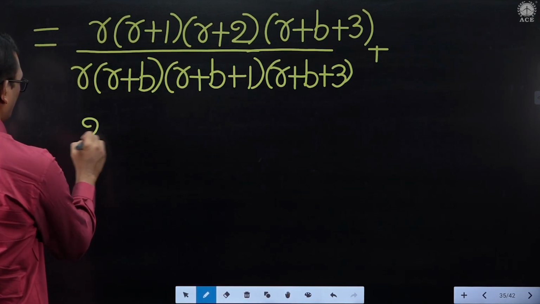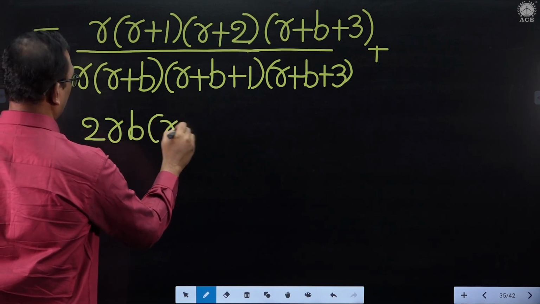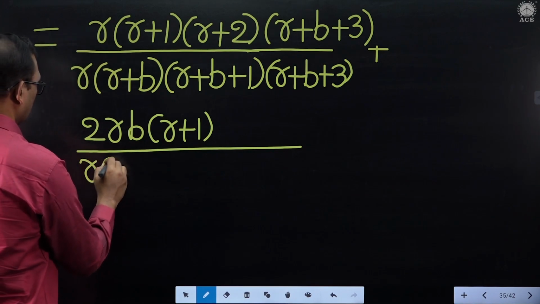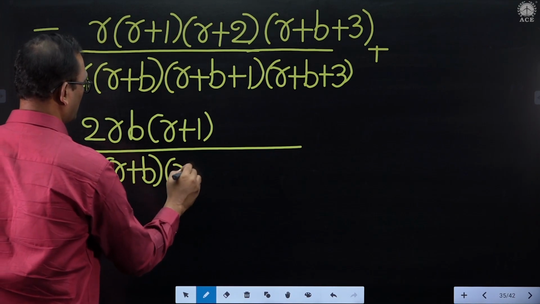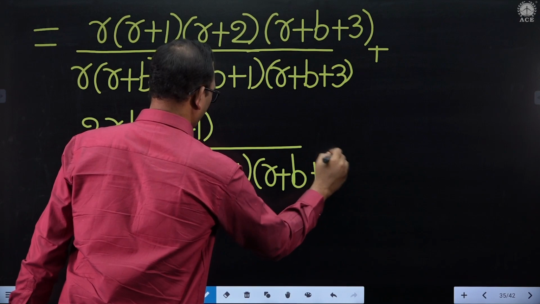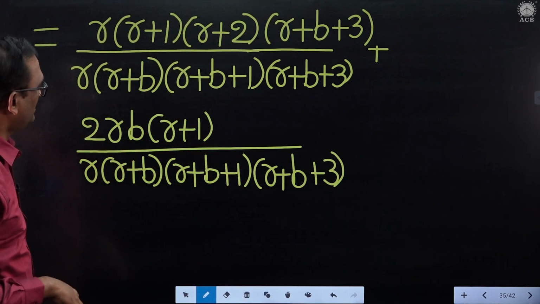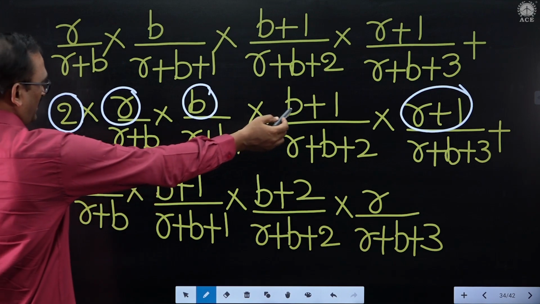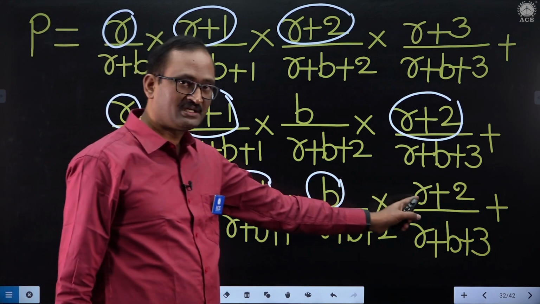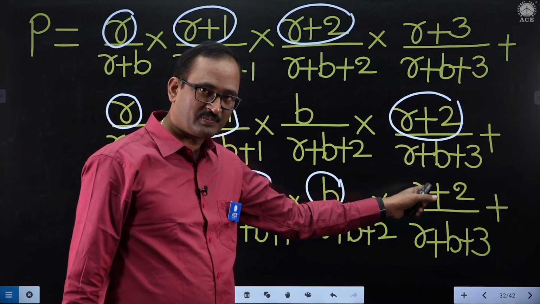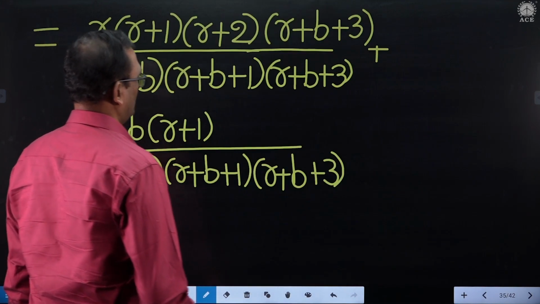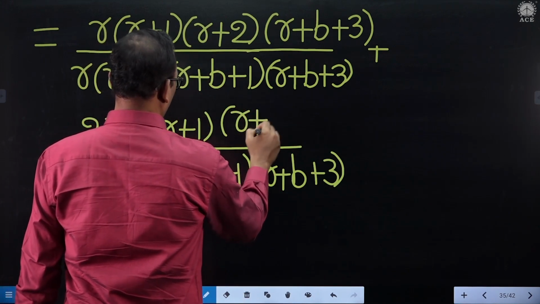Next term is 2rb r plus 1. Denominator as it is, there is no change in the denominator, that is r into r plus b into r plus b plus 1 into r plus b plus 3. The term remaining in the numerator is b plus 1 here, and r plus 2 here. b plus 1 plus r plus 2, that is r plus b plus 3. So here the numerator is r plus b plus 3.